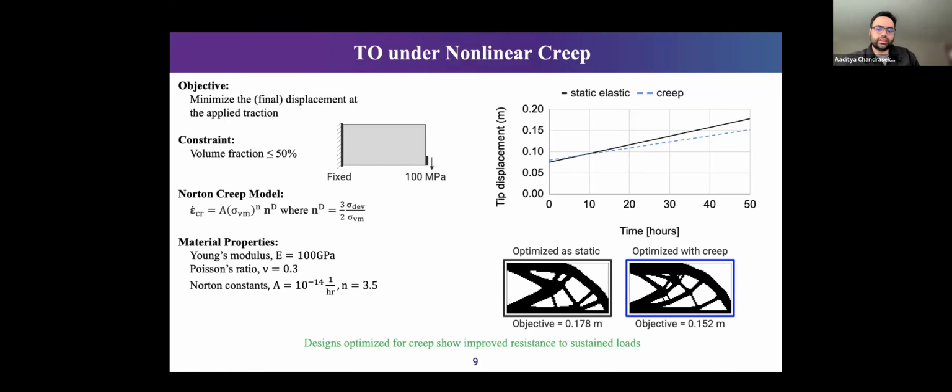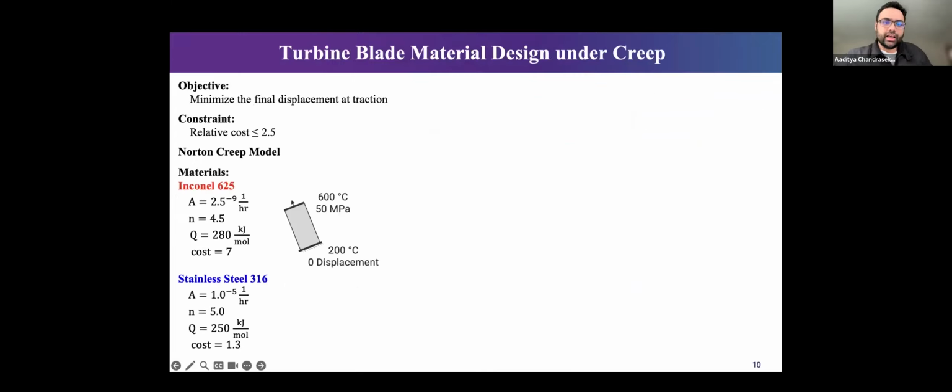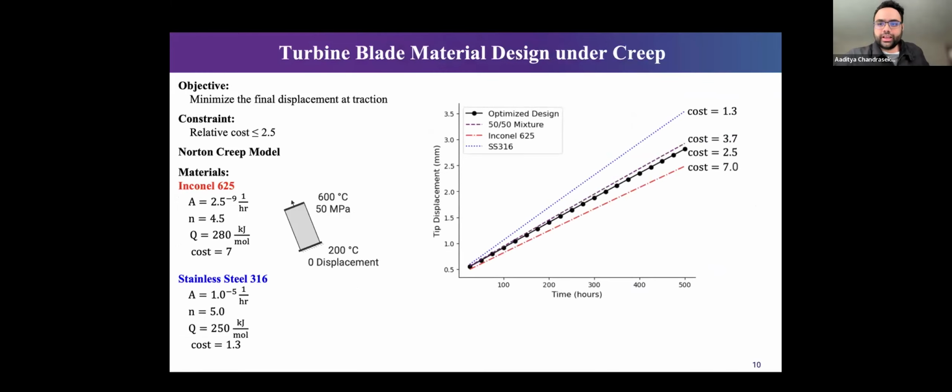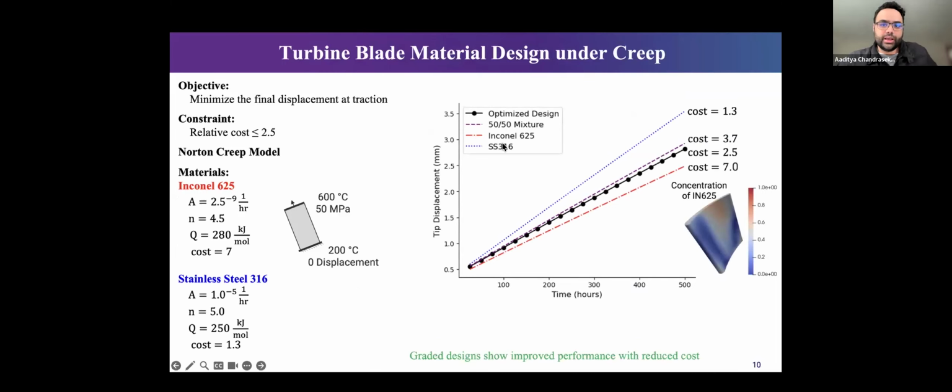So this sets the stage for us that one can, in fact, optimize for creep lifetime with topology optimization. We extended this and said, okay, now can we do something more interesting, where we don't have a single material, but rather, once again for simplicity, just two materials in our mixture.